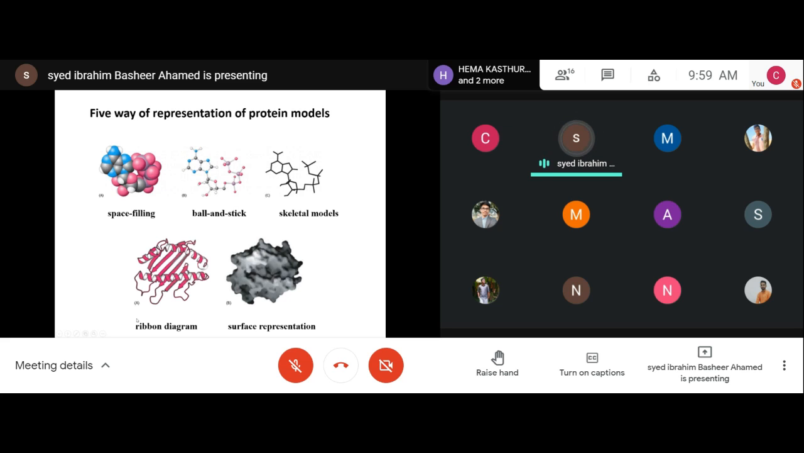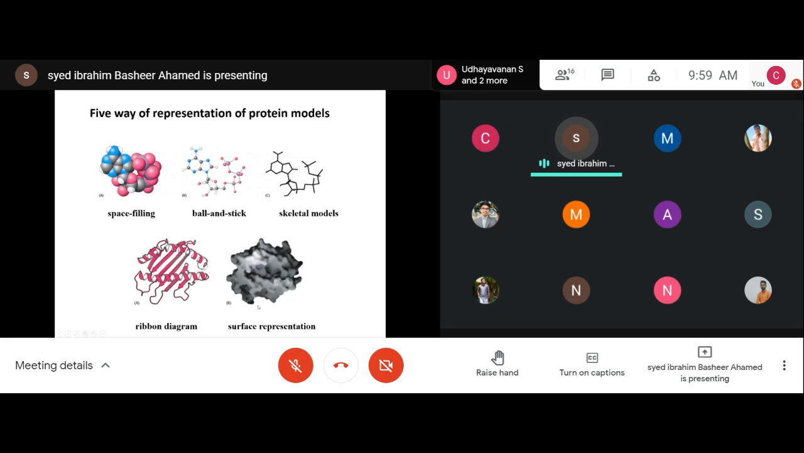So then the cartoon diagram is there. Okay, it represents the secondary structure: alpha helix, beta strands, and then loops. Okay, so that is the cartoon diagram, and then you have the surface representation.